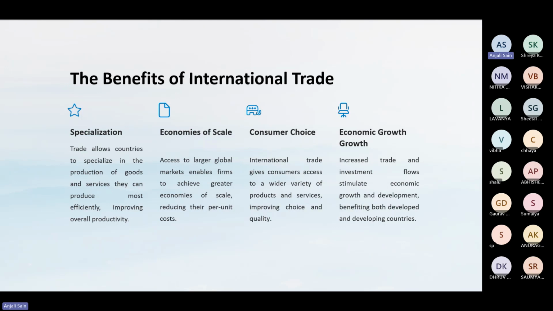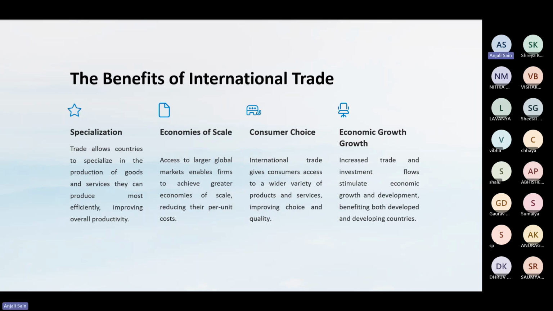Third is consumer choice. International trade gives consumers access to a wider variety of products and services, improving choice and quality. Agar in today's scenario, firms are trading on international levels, तो मेरे पास variety of options available है. ठीक है, if a variety of options are available in the market, then मेरे product को stand out करने के लिए मैं क्या करूँगी? I'll make a quality product.